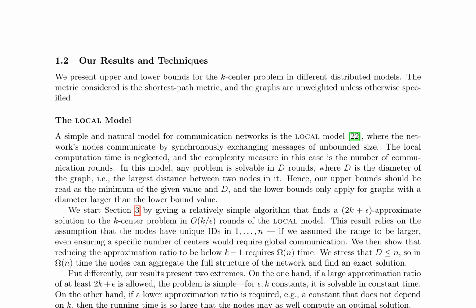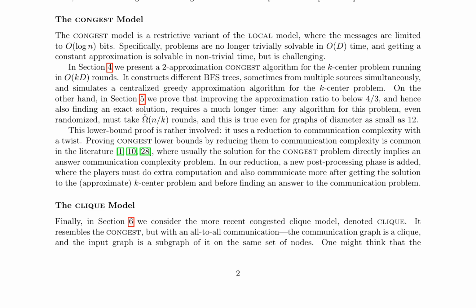In the congest model, a restrictive variant of the local model with O(log n) bit message limits, the authors present a 2-approximation congest algorithm for the K-center problem running in O(kd) rounds. This algorithm simulates a centralized greedy approximation algorithm. However, they also prove that improving the approximation ratio to below 4/3, and hence finding an exact solution, requires omega(n k) rounds, even for graphs with a small diameter of 12. This lower bound proof involves a reduction to communication complexity with an added post-processing phase.